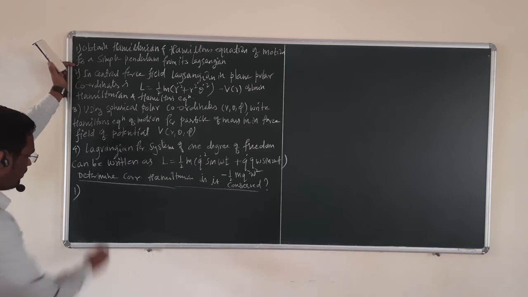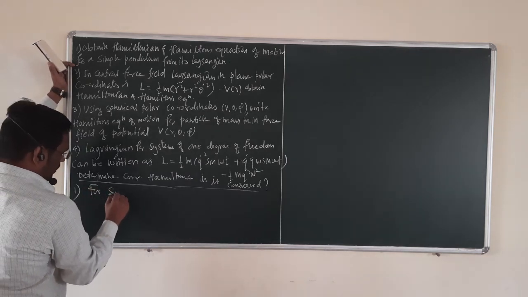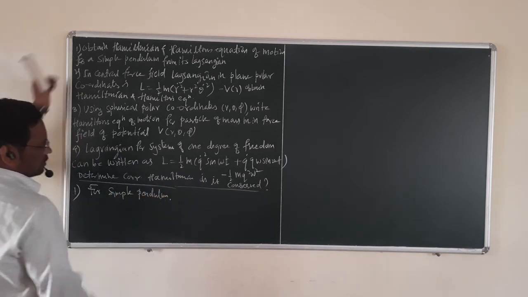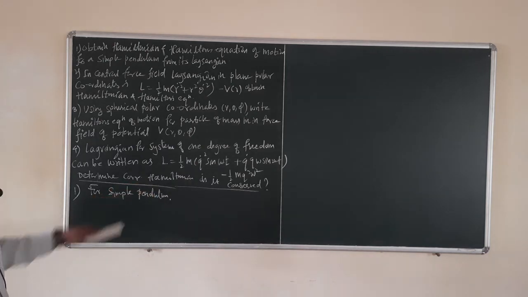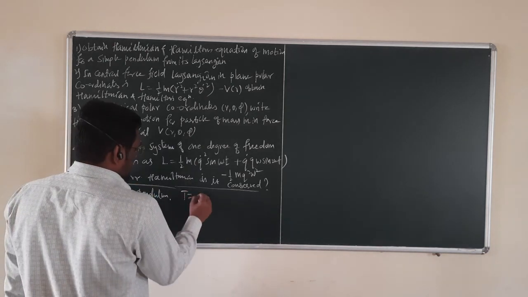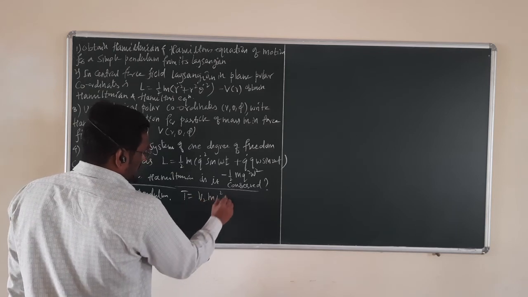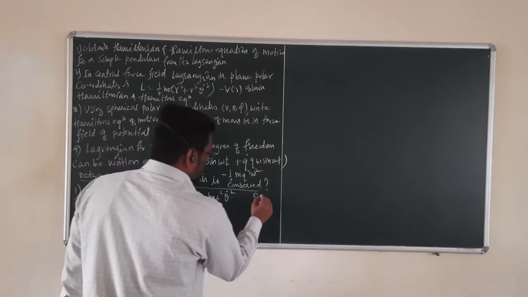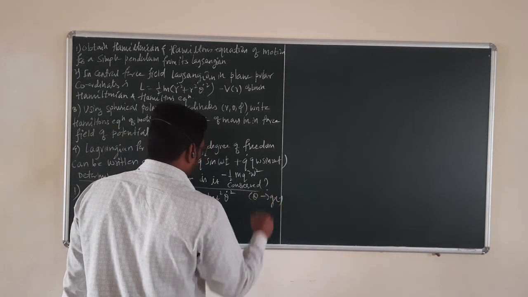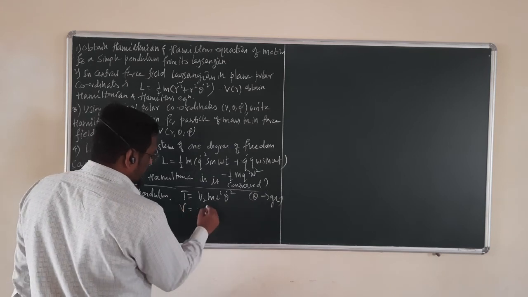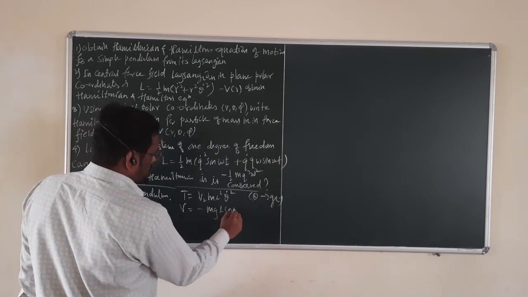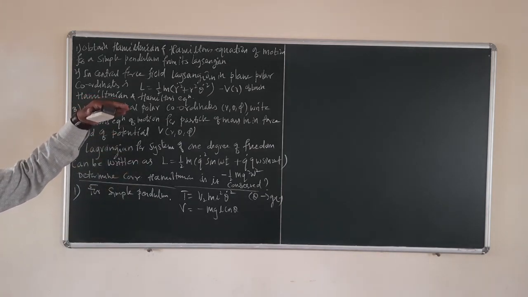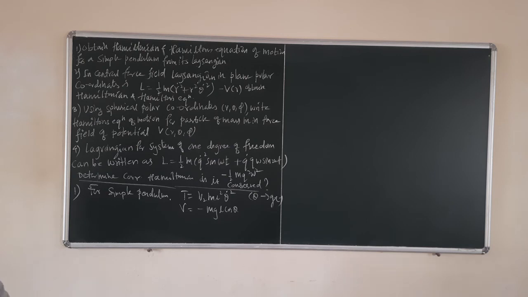So we know that for the simple pendulum we already solved the Lagrangian. Okay, so I am going to just recall all those things. For the simple pendulum, kinetic energy T is 1/2 m l² θ̇². Theta is the generalized coordinate for the simple pendulum. Potential energy is minus mgl cos θ, by taking potential energy equal to 0 at the pivot point where the simple pendulum is situated.